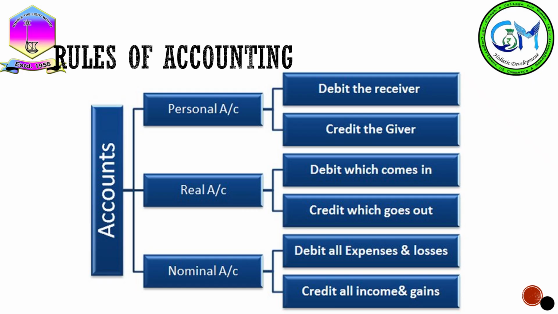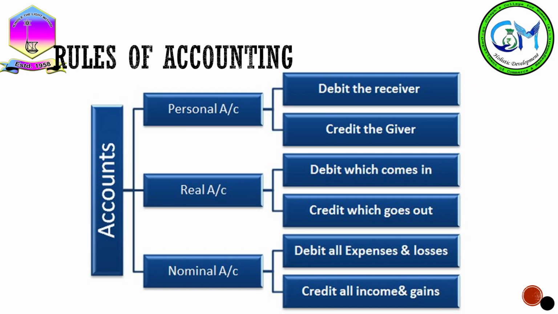personal account rule: debit the receiver, credit the giver. When a person or entity receives something, the account is debited. When a person or entity gives something, that account should be credited. Personal accounts means Ram account, Sita account, Geeta account; all these are called personal accounts. Purchased goods from Ram. Ram is giving the goods. So Ram is credited. Real account.